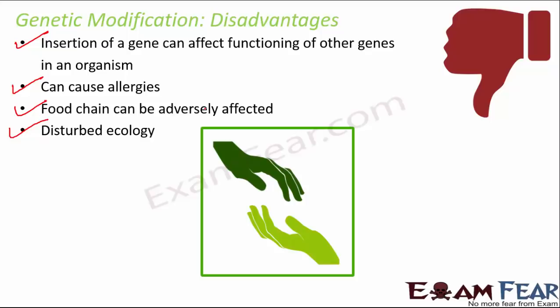Now, because of this genetic modification, it might happen that a gap gets created somewhere in the food chain, and if that happens, then the entire ecological balance is disturbed, because organisms which were dependent on that particular organism will be adversely affected, which in turn will impact organisms which were dependent on these organisms. So in that fashion, genetic modification can create disturbance in the ecology.